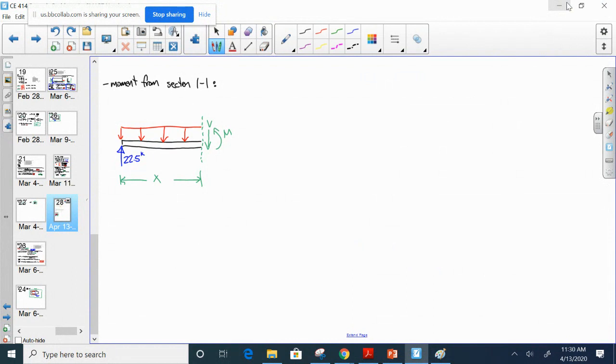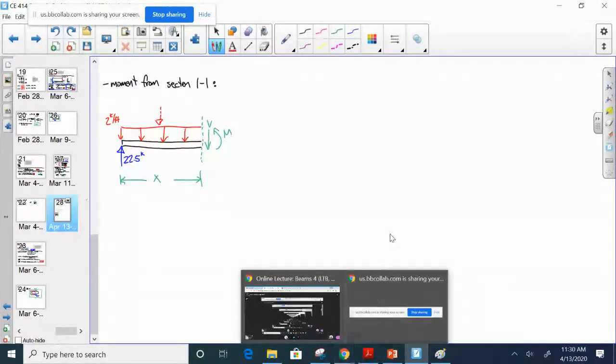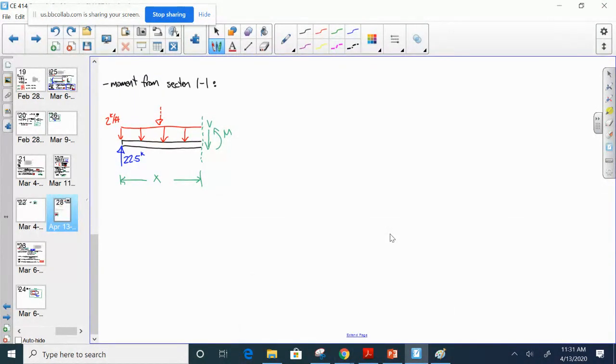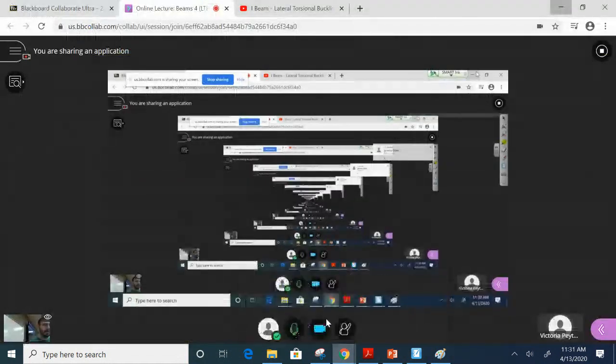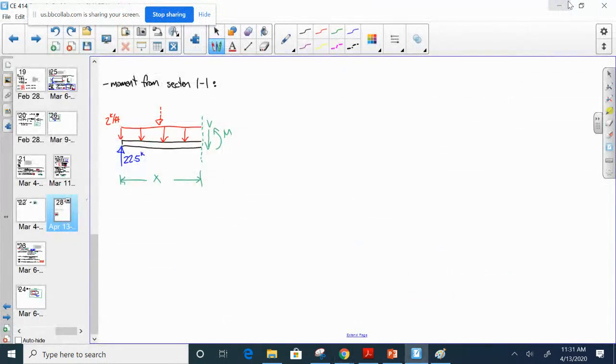That's x. This is 2 kips per foot, right? So we collapse that into a point load. How much is that point load? There you go. This is 2x, and I'll help you out on this part. From the support right here, that is x over 2, right? And then we sum moments at the cut.